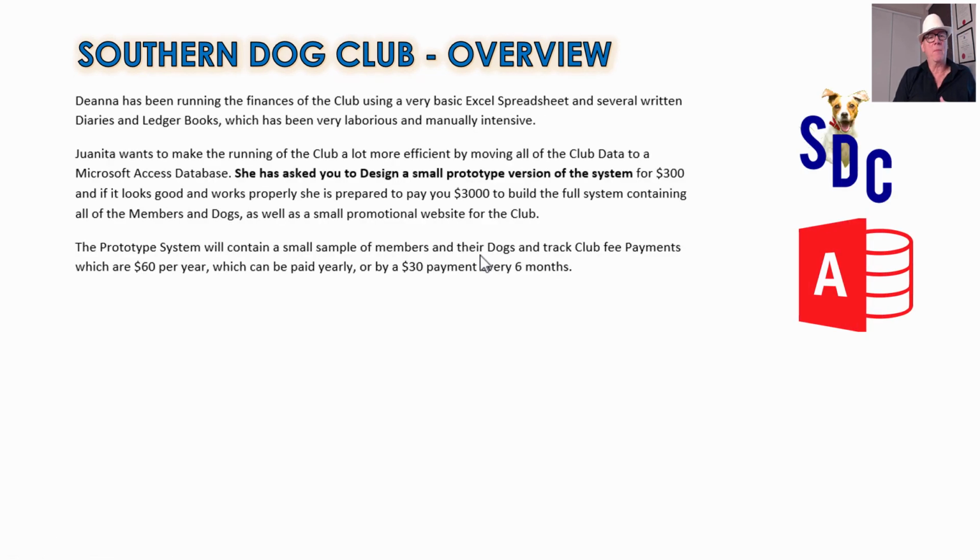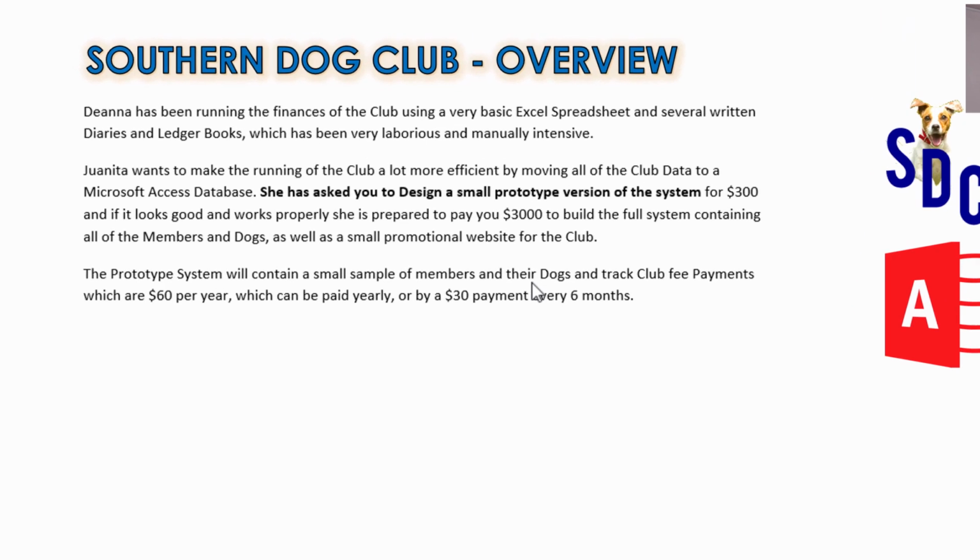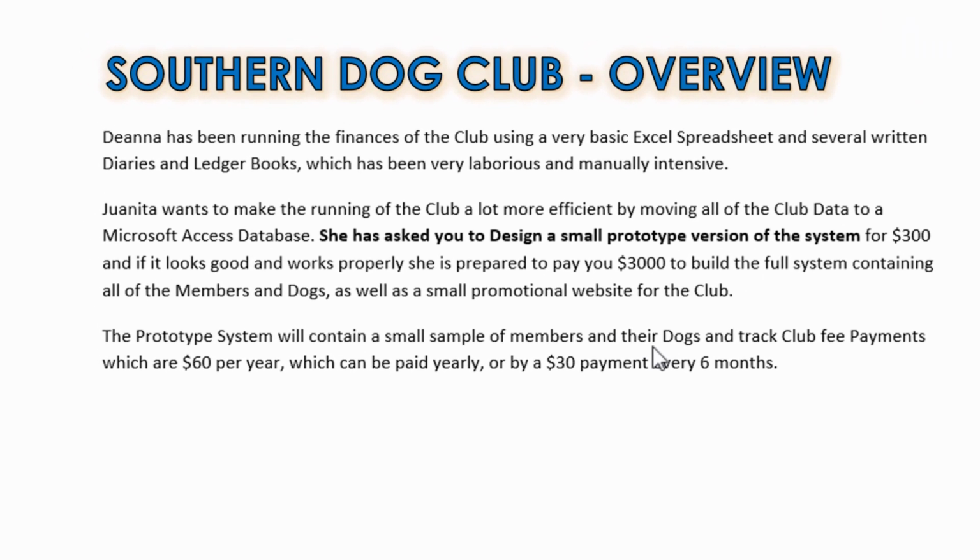All right, now her mother has been running the finances of the club using a very basic Excel spreadsheet and several written diaries and ledger books. So I think we got the names wrong there. Deanna's the mum and Juanita is the daughter. The daughter's taken over. So Juanita wants to make the running of the club a lot more efficient by moving all the club data to a Microsoft Access database, kind of bring it into the 21st century. And she's prepared to pay $3,000 for the build of the final full system, but she's getting you to just do a prototype at the moment.